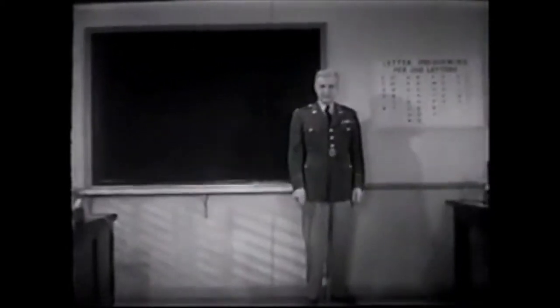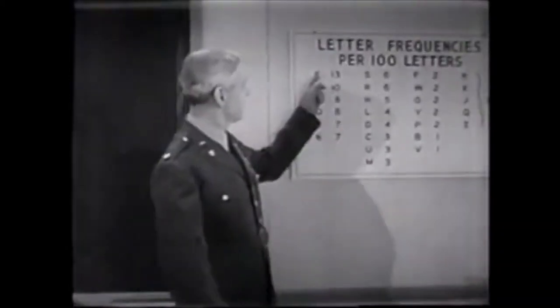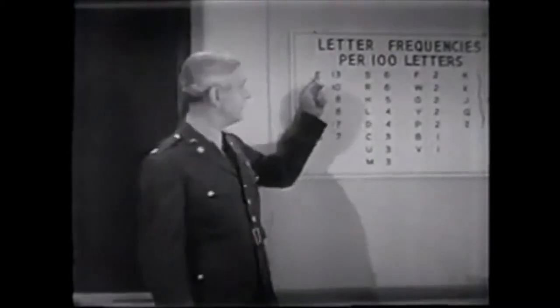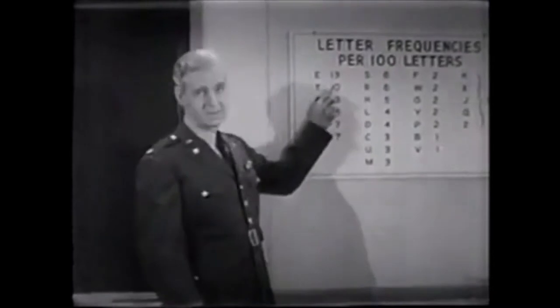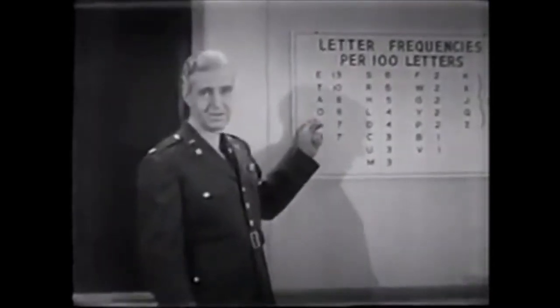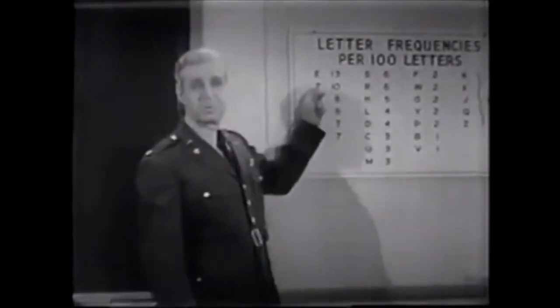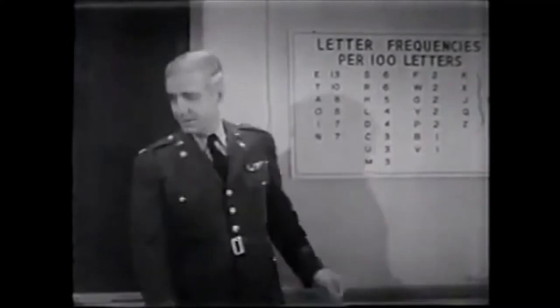In working out codes, we have found that certain letters in the alphabet appear more frequently than others. Thus, in every message of 100 letters, E will appear approximately 13 times. T will be found about 10 times, and so on. Of course, this proportion will vary with different messages, but on the average, these letters will be used most frequently.